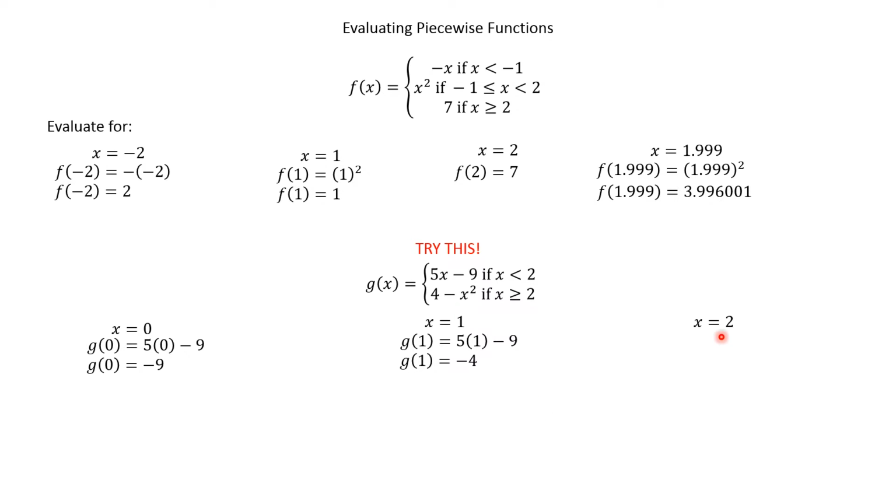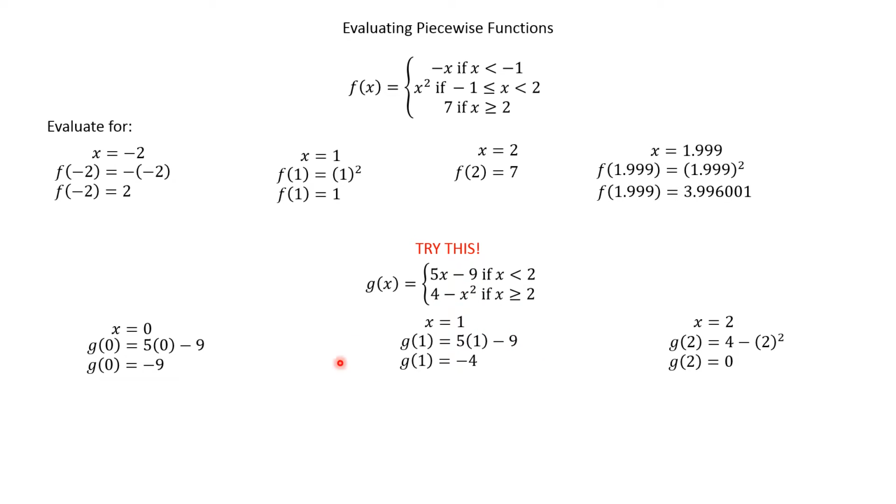Then x equals 2. Well, here's where it's equal to. So we'll plug it into this one. 4 minus 2 squared. 2 squared is 4. 4 minus 4. F of 2 equals 0. How'd you do on those? Pretty easy. I hope you didn't give me 2 answers to each of them, because you only plug them into one of the 2 pieces.